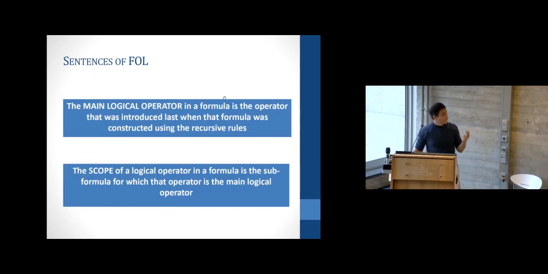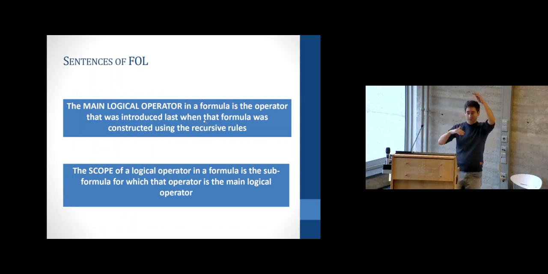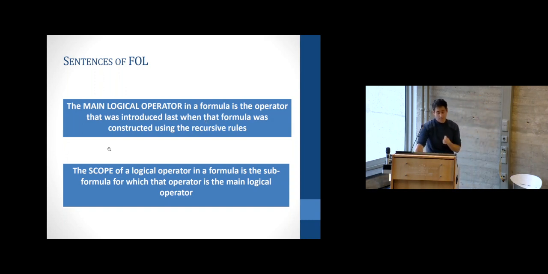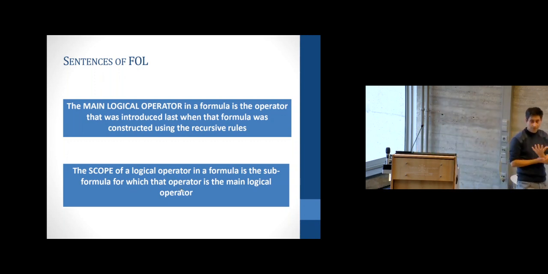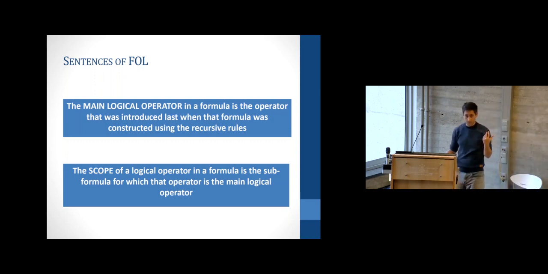Okay? So like in truth-functional logic, the main logical operator of a formula is the operator that was introduced last with our list of rules. And the scope of a logical operator in a formula is the subformula for which that operator is the main logical operator. These are the same definitions as in truth-functional logic, but now we can also apply them to quantifiers.